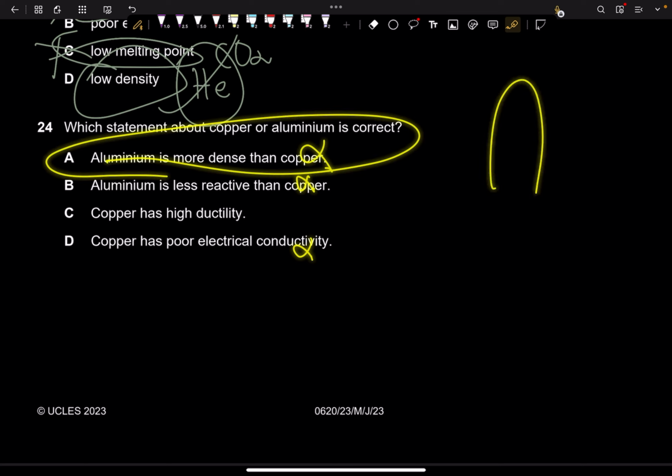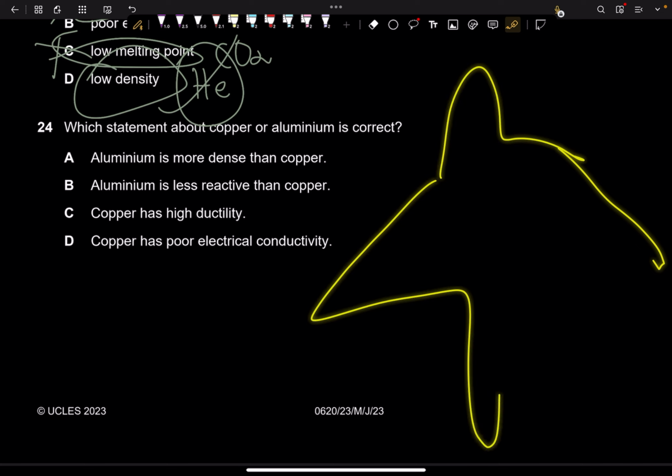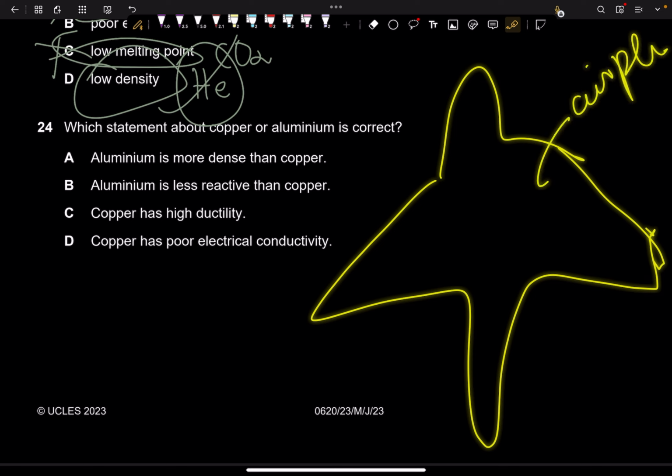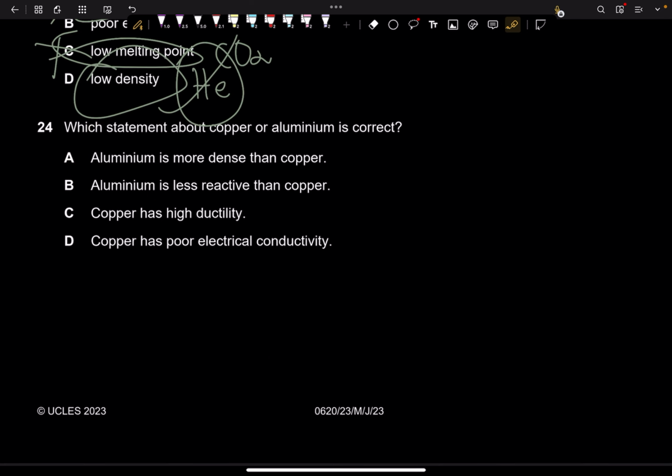Aluminum is used to make aircrafts. This is basically your airplane, I guess the worst plane you guys have ever seen. An airplane is made up of aluminum. Why? Because we need it to float in air, so we need to make it as least dense as possible. So we make it of aluminum because aluminum is extremely low in density. So option C is correct: copper has higher ductility.